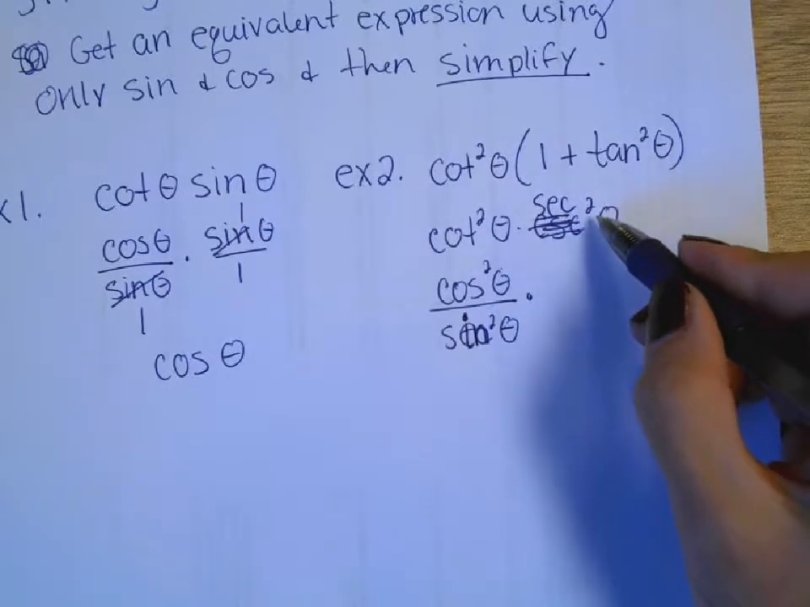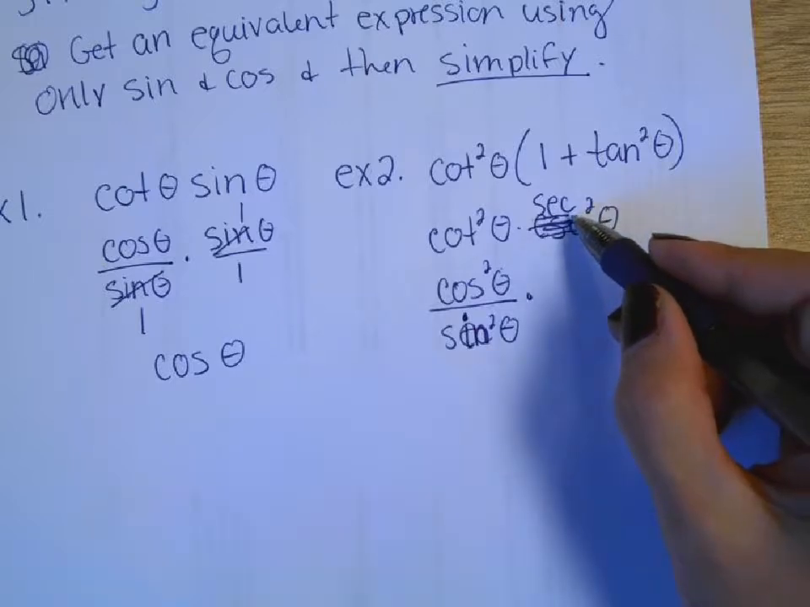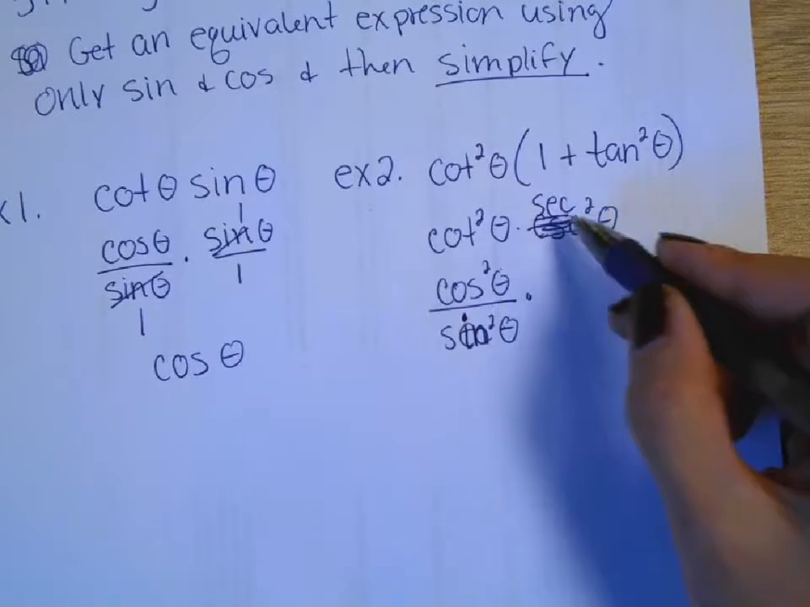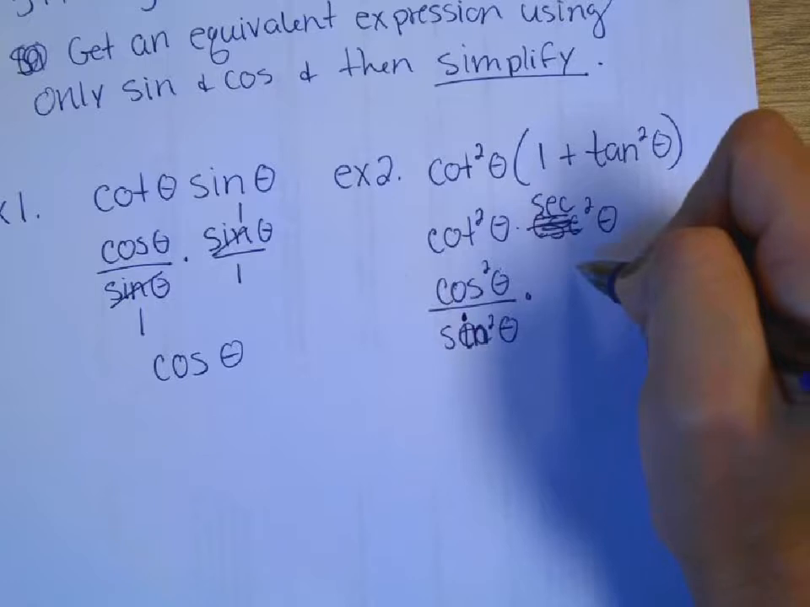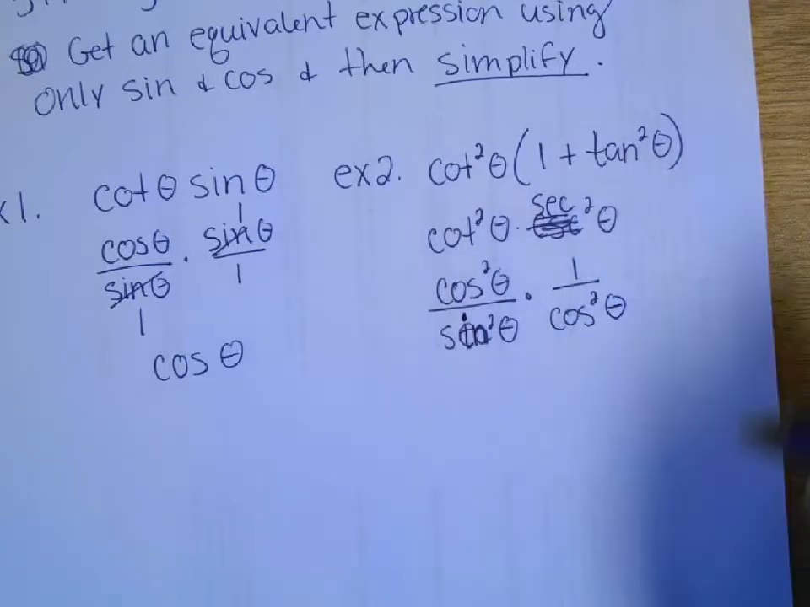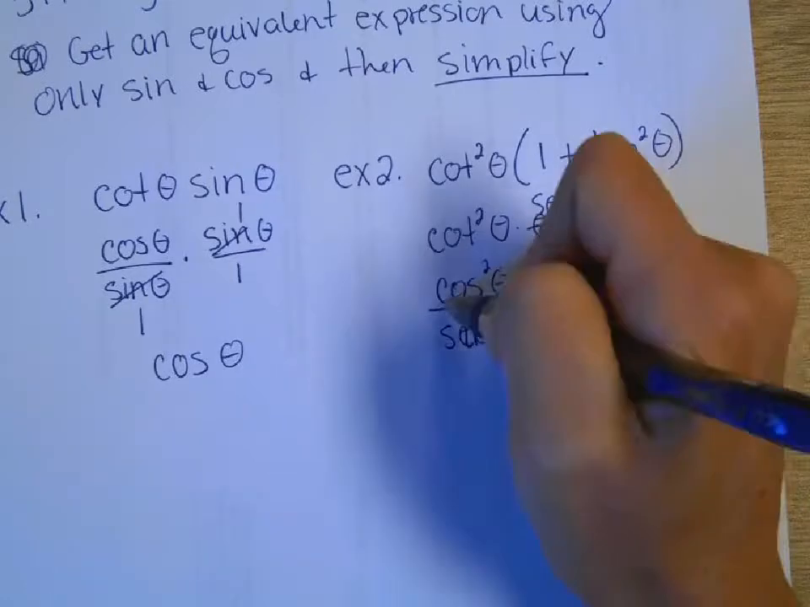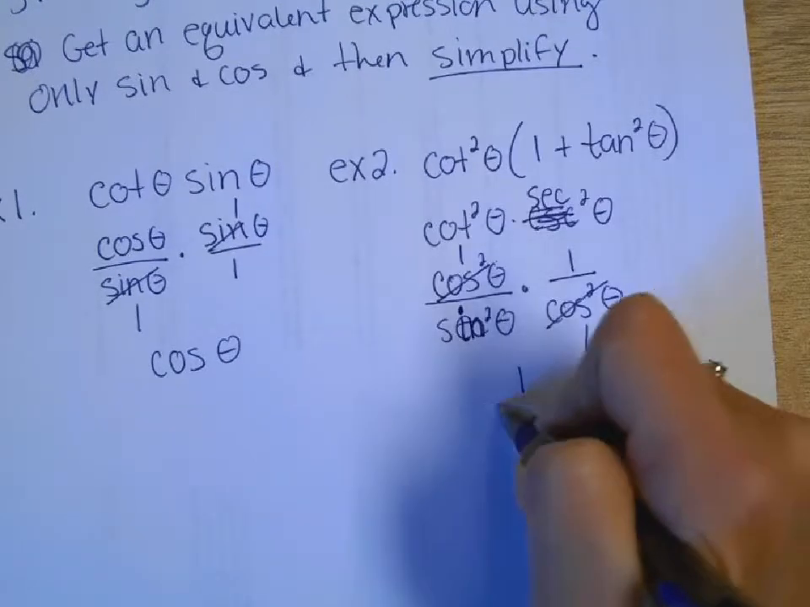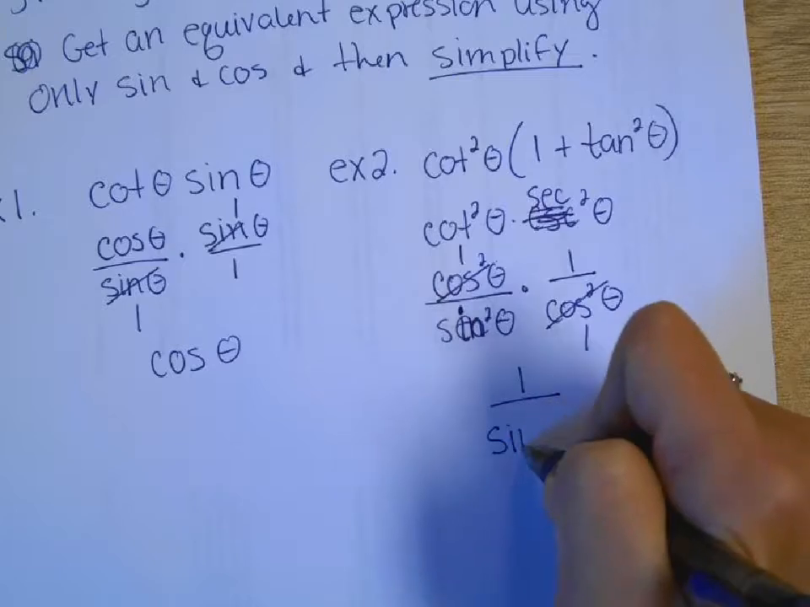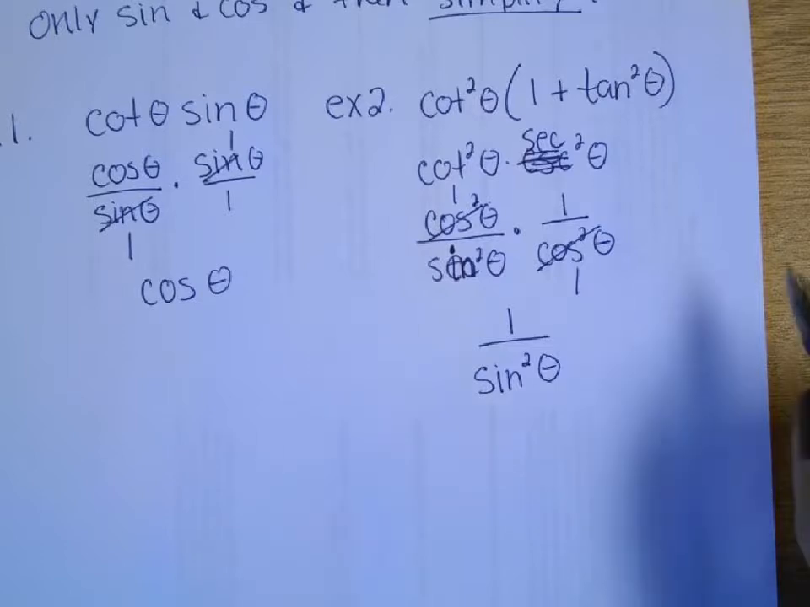So I've got secant squared. Guys, stay focused. Secant. How do you rewrite secant? 1 over cosine. So secant squared would be rewritten 1 over cosine squared. What cancels out? The cosine squareds are gone. What's left in their place when you cancel them out? Yep, I've got 1 over sine squared. Does that simplify? Yeah, probably.